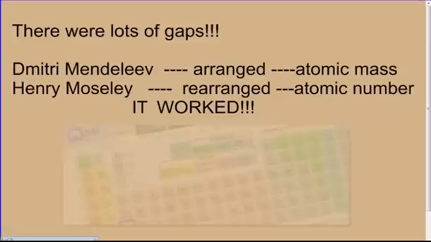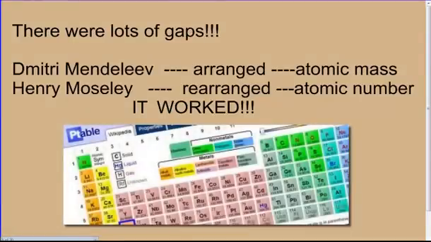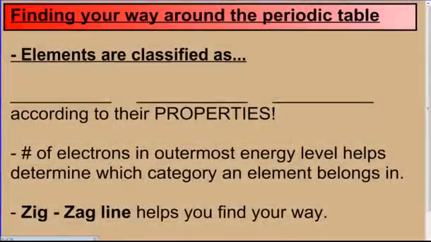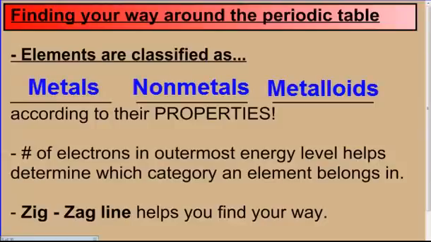A lot of the gaps were filled in. All of the properties were still in their same columns. All the trends were still working out. And it worked, and that is how our modern periodic table looks now, in order of increasing atomic number. So the modern periodic table has the elements classified into 3 categories: metals, nonmetals, and metalloids. And they put these in those 3 categories according to their properties.